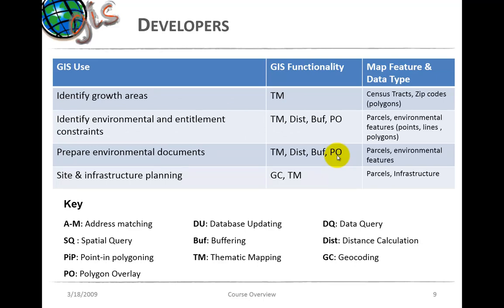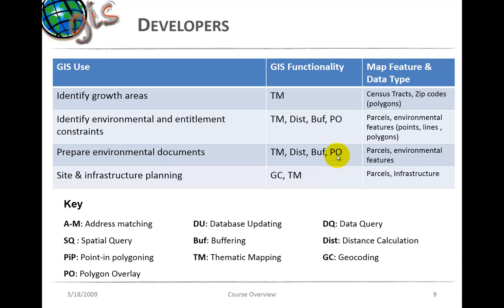Okay, let's look at what the developers need. They need to identify growth areas. They need to identify environmental and entitlement constraints, prepare environmental documents, and then site and infrastructure planning. So all this they need to do, and GIS can definitely help them by identifying growth areas, by essentially mapping census information. Census information is pretty critical.